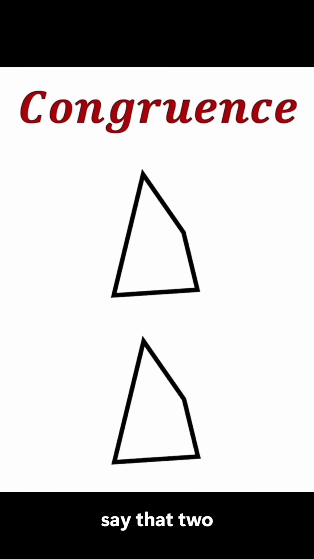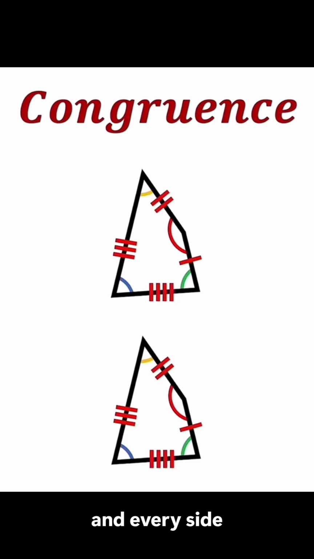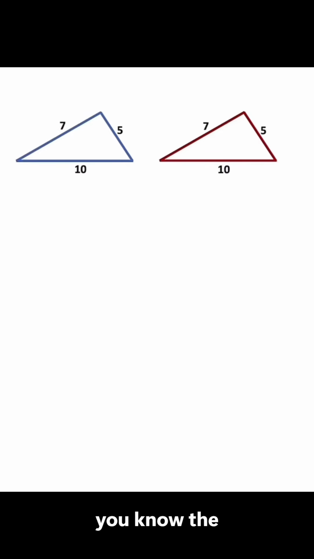We say that two figures are congruent if every angle and every side has a corresponding congruent part in the other figure. And if we focus on triangles, we don't need to know everything. If we know that three sides of a triangle are congruent to three sides of another triangle, that's enough for us to know the two triangles are congruent, and we call this SSS.